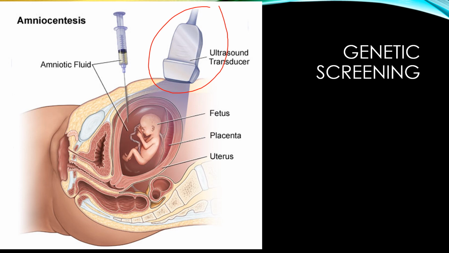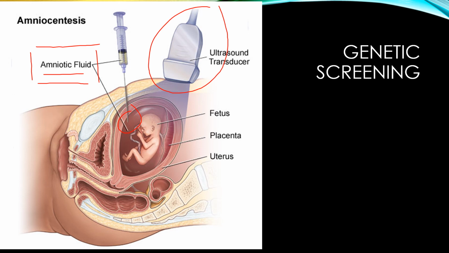They'll then suck out some of the amniotic fluid. This amniotic fluid contains cells from the baby as well. As the baby's moving around in there, some of the skin cells, for example, are coming off the baby. When they suck out some of the amniotic fluid, they can test that fluid, test the baby's cells from that fluid, and see if they have a certain disease.